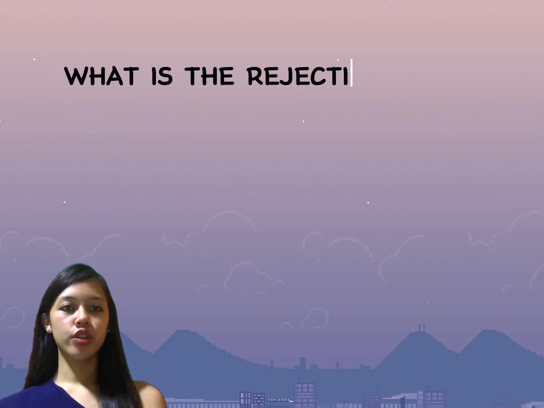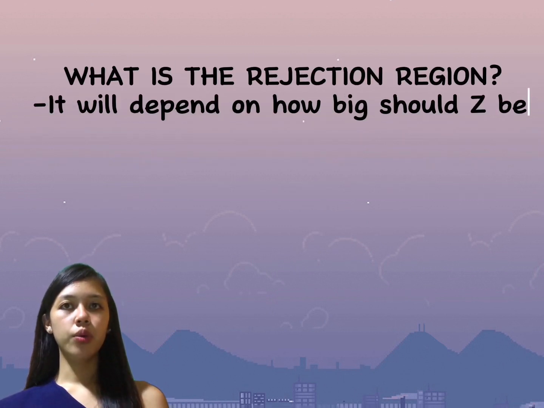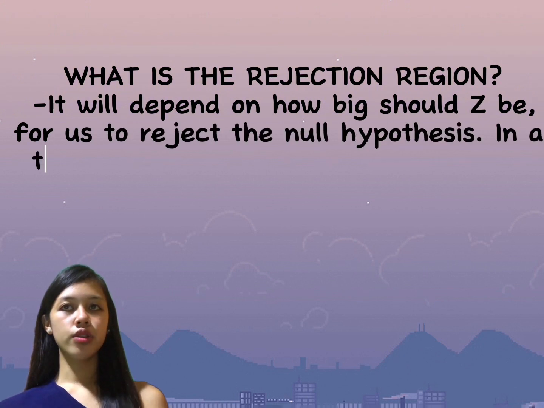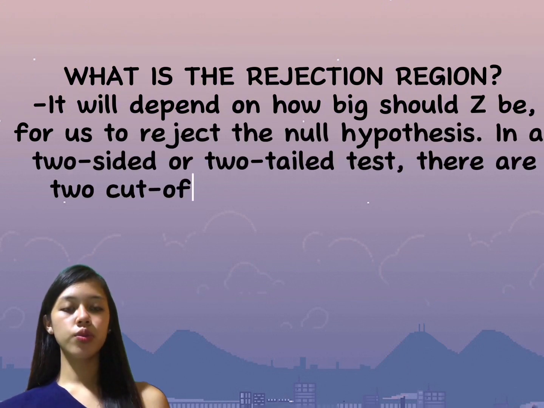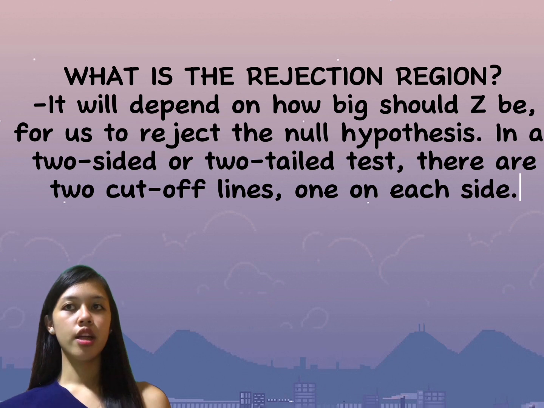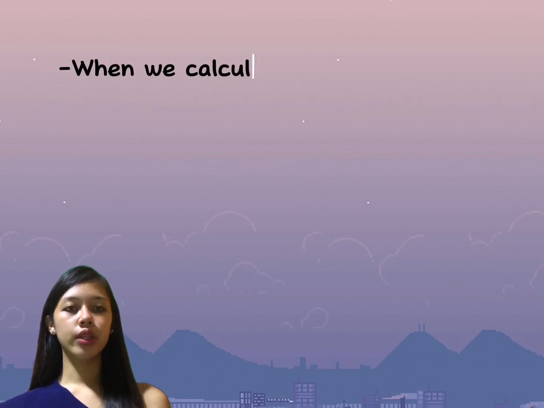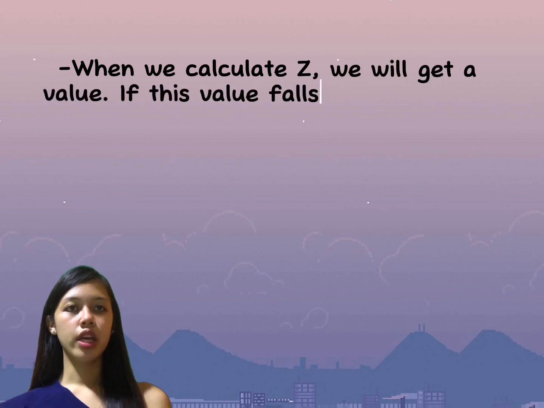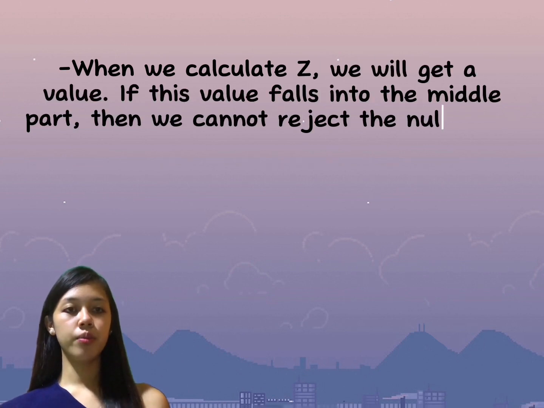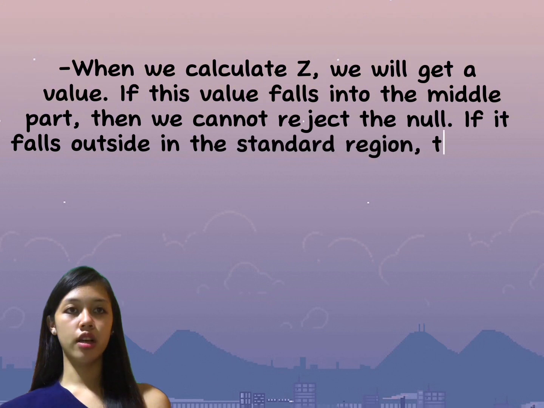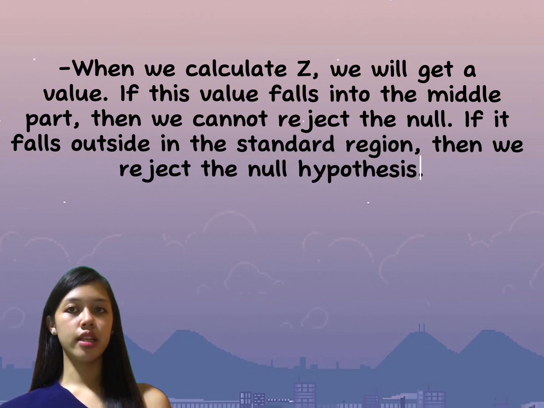What is the rejection region? It will depend on how big Z should be for us to reject the null hypothesis. In a two-sided or two-tailed test, there are two cutoff lines, one on each side. When we calculate Z, we will get a value. If this value falls into the middle part, then we cannot reject the null. If it falls outside in the shaded region, then we reject the null hypothesis.